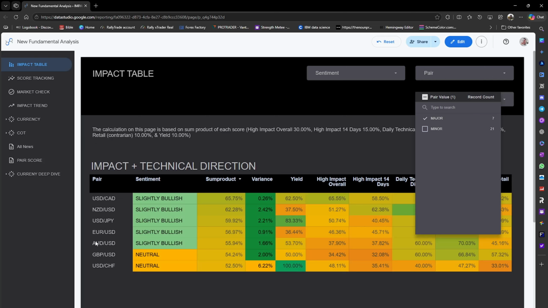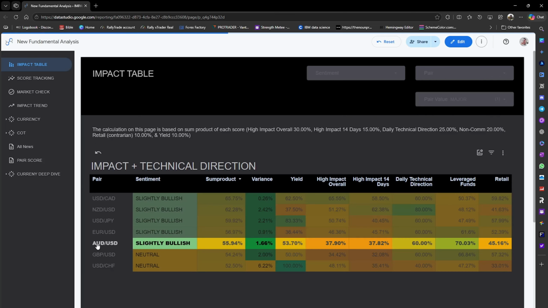We'll go straight for the Australian dollar against the US dollar. And what we see here is we do have a slightly bullish score, just at 55.9% strength. That's 60. The variance is very positive, meaning we don't have much variance from all the data. But when you look at the yield data, yield is still quite on the upside, meaning the Australian dollar has a better central bank rate than the US dollar.